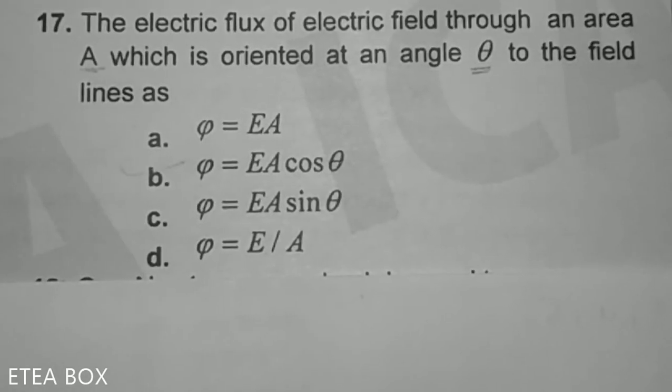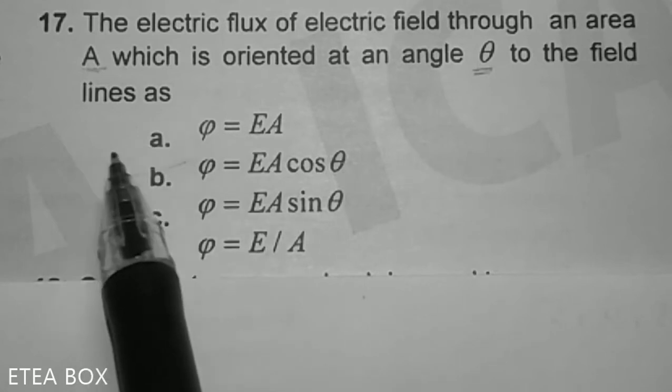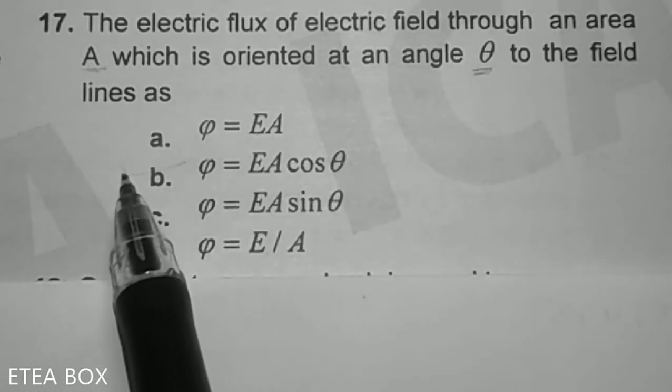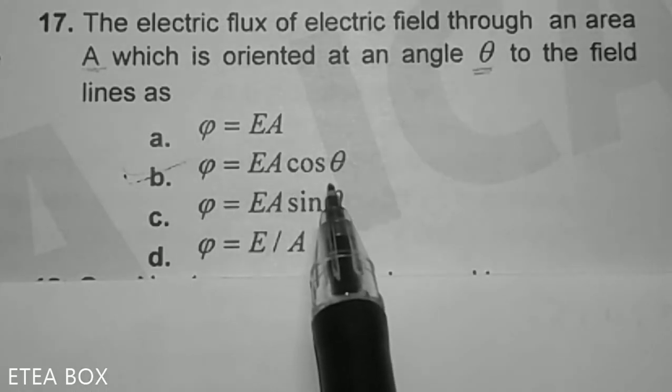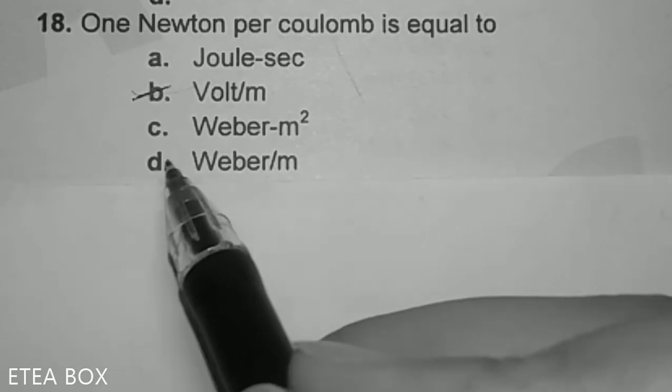The electric flux of electric field through an area A, which is oriented at an angle theta to the field lines, is? Now, in case of an angle, we use the flux EA cos theta. In case of an angle, we use cos theta. So here option B is correct. 1 Newton per coulomb is equal to volt per meter. Now look here.